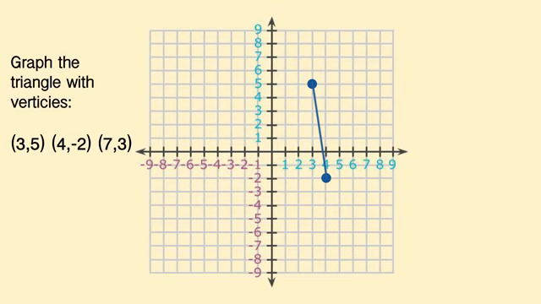For my last point, I will start at the origin again and go right 7 spaces and up 3 spaces because both my x and y values are positive. Don't forget to connect your dots and make your triangle.